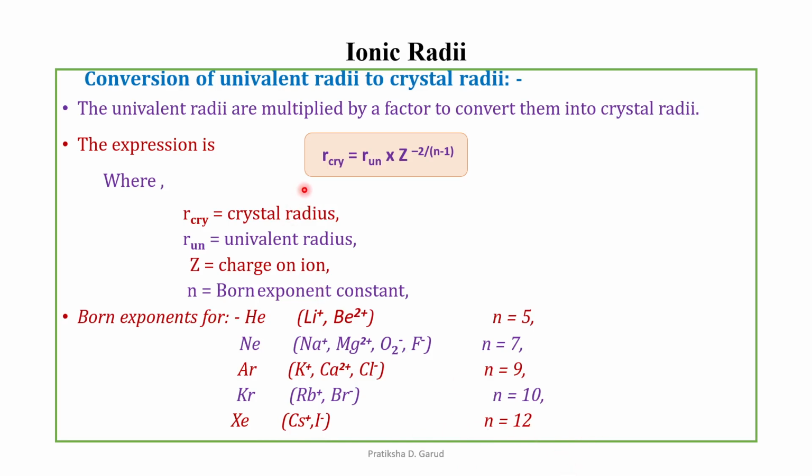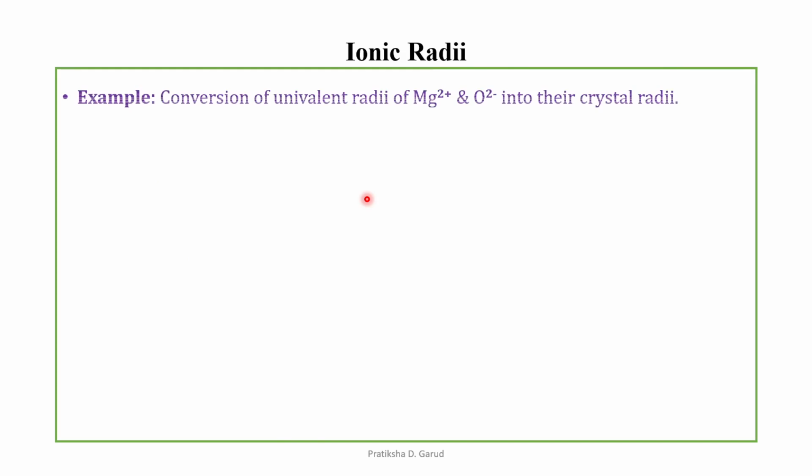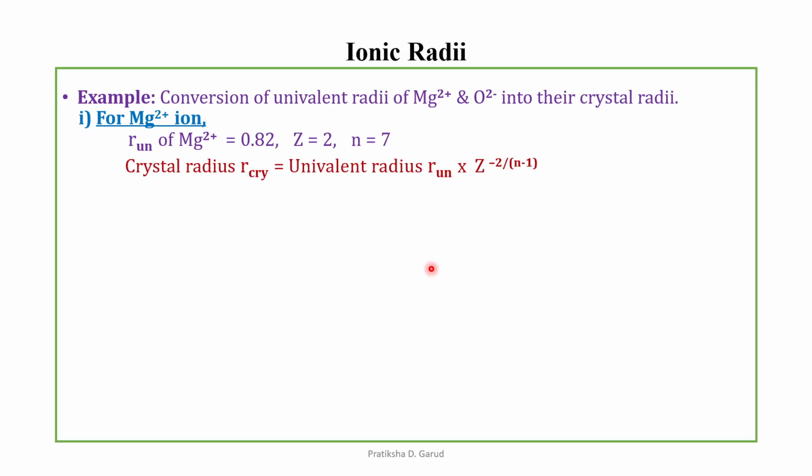By putting these values, we can find out the crystal radii when we have divalent ions or ions of higher valency. Let us take an example of conversion of univalent radii of Mg2 plus and O2 minus into their crystal radii. For the Mg2 plus ion, the univalent radius is 0.82, Z is equal to 2, that is the charge, and the Born exponent value N is 7. So let us calculate this.